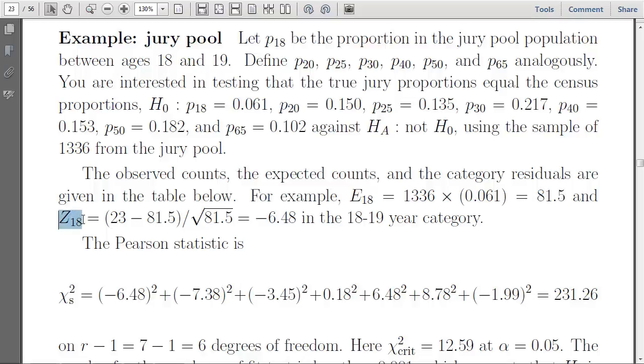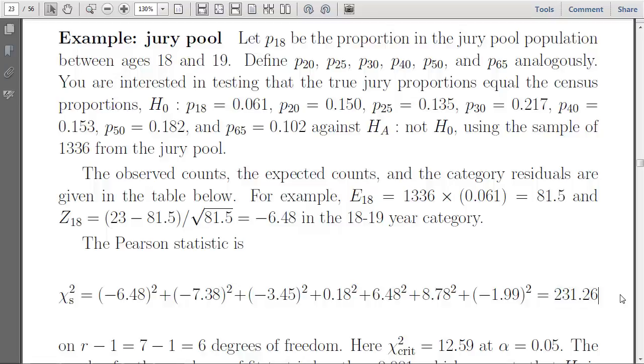So for each category, we can calculate the z-statistic by the observed minus the expected divided by the square root of the expected. So for this first group, we have a negative 6.5, roughly, and that's our residual. I will tell you that that's a fairly large residual. Basically, numbers that are more extreme than about 2 units are going to be fairly extreme here. And then for each category, square that z-statistic, do that for all 7 categories, add that up, and we get a chi-square statistic of 231 in this case.